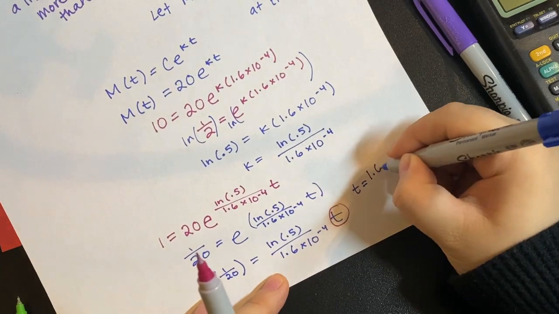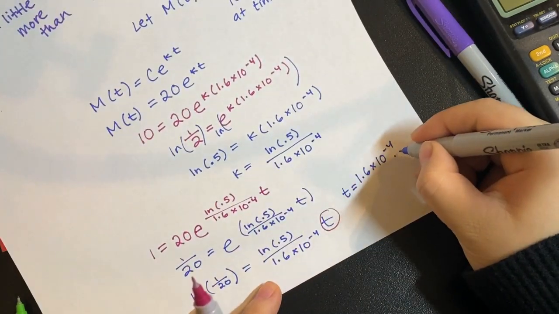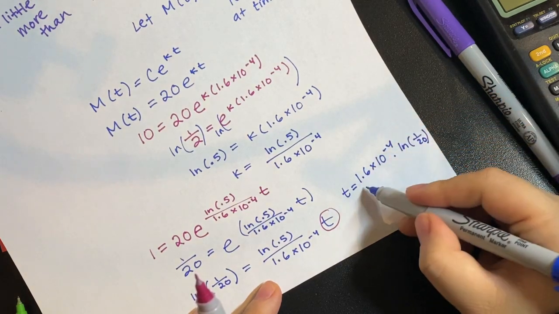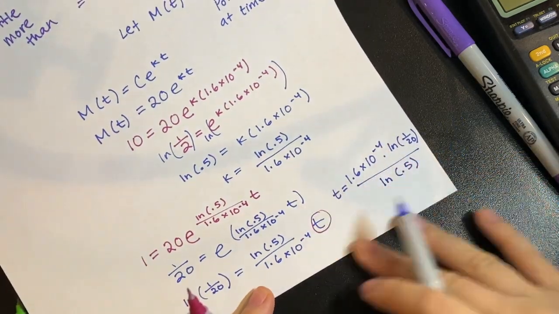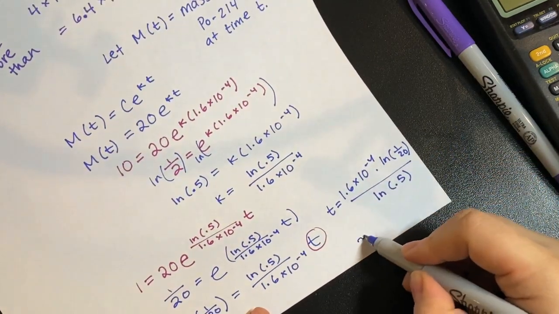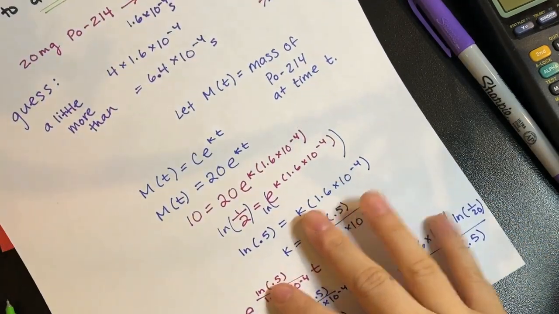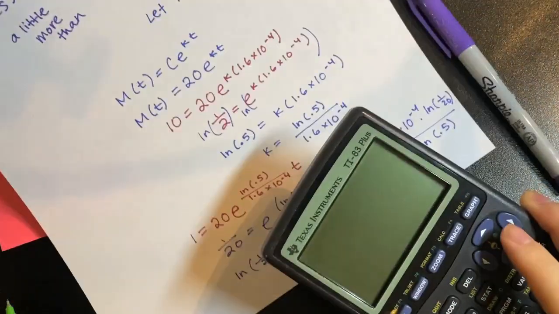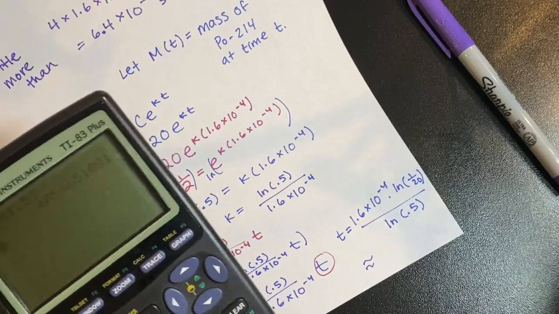1.6 times 10 to the negative 4 times the natural log of 1 over 20 all over the natural log of 0.5. And this we are going to type into our calculator to get the approximate time, and hopefully it's about what we estimated, 6.4 times 10 to the negative 4. A little bit more than that. So let's see if we are in the right ballpark.